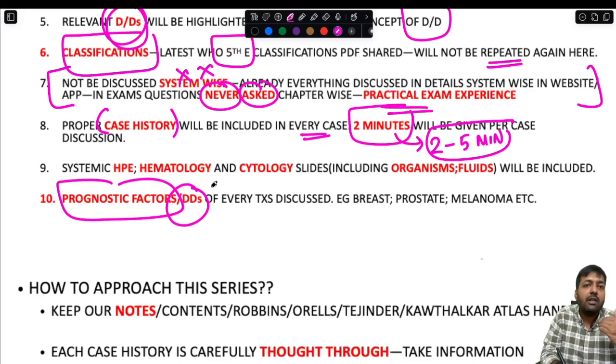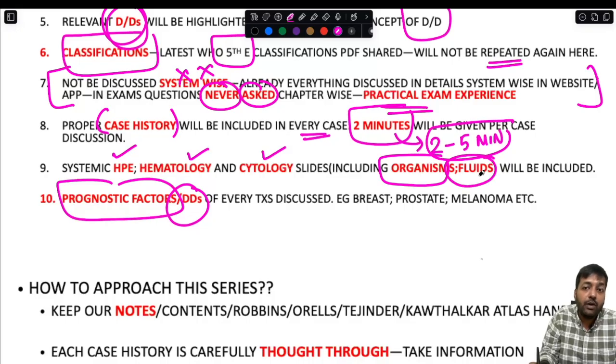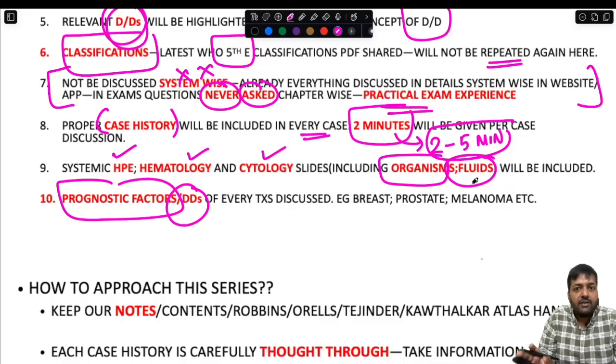Okay. So what all slides will be included? Slides from systemic histopathology, hematology, cytology slides, including all slides from organisms and fluids will be included as well. Okay. Even the bone marrow aspirate slides will be included.